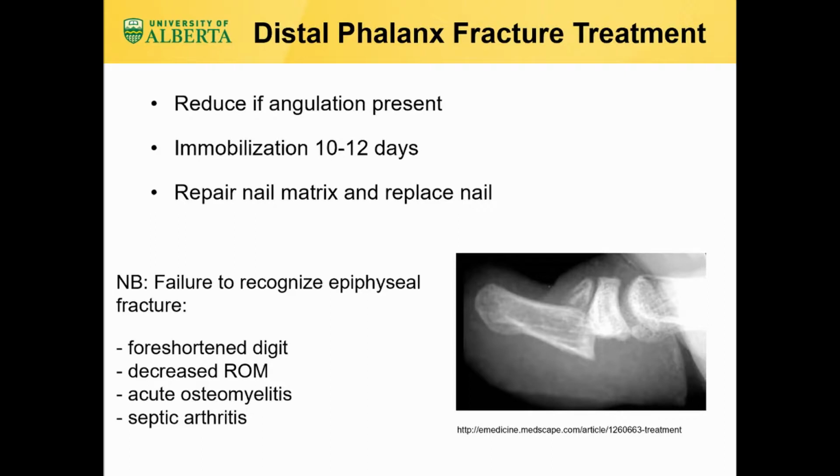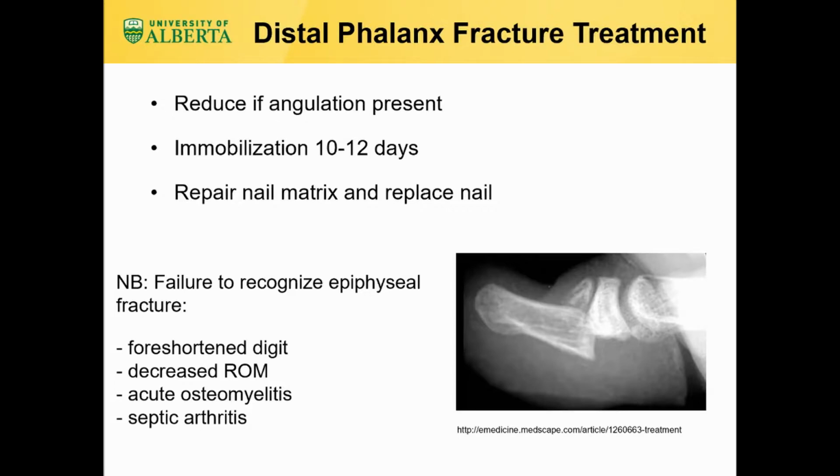Mobilization for 10 to 12 days can be utilized for symptomatic relief, and in this time, fibrous union may occur to stabilize the fracture. If the nail matrix is injured, the nail should be removed and the matrix should be repaired. Epiphyseal fractures of the distal phalanx can easily be mistaken for distal interphalangeal joint dislocations, as they can present with apex dorsal angulation at the site of the fracture, as seen in this radiograph.